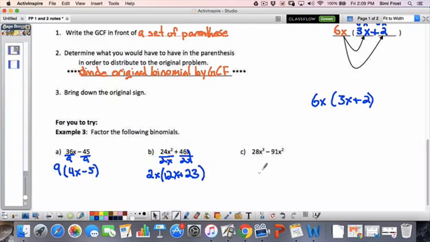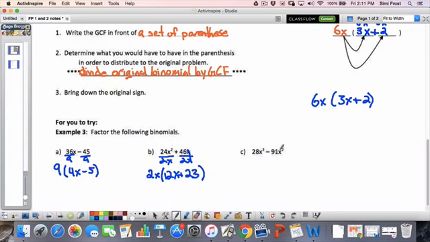So there we go. Now to check these, you can just distribute that 9 back in there and make sure that it's coming up with what you want it to come up with. So 9 times 4x would be 36x. 9 times negative 5 would be negative 45. Same here. 2x times 12x would be 24x squared. 2x times 23 would be 46.